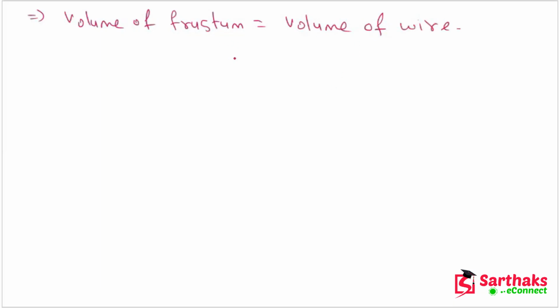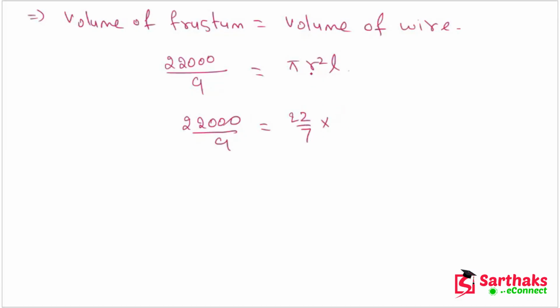We know that the volume of the frustum is equal to the volume of the wire. So 22,000 divided by 9 is equal to pi r square L. So 22,000 upon 9 is equal to 22 upon 7 into (1 upon 32) whole square into L. From this we can easily find the length of the wire.